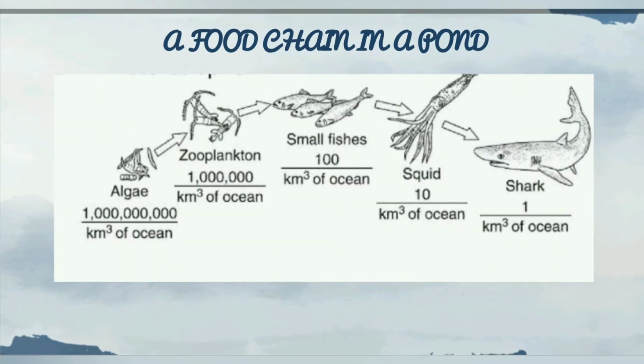Here, algae are eaten by zooplanktons. Zooplanktons are eaten by small fish, small fish are eaten by a squid, and a squid is eaten by a shark.